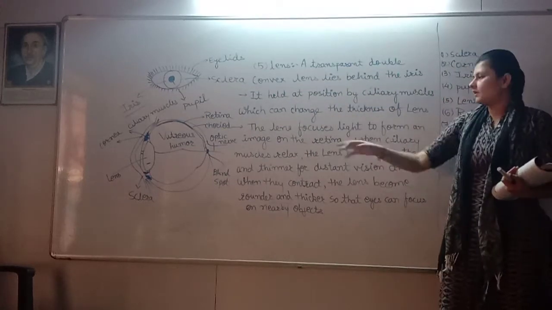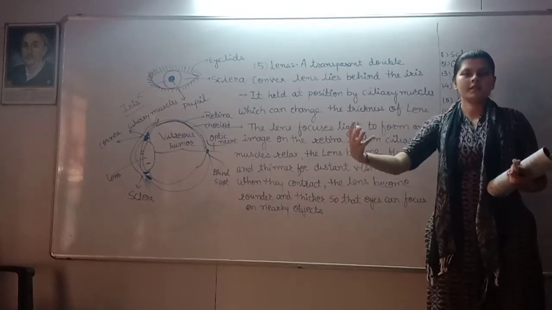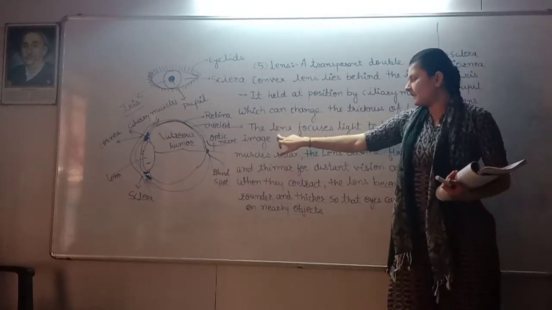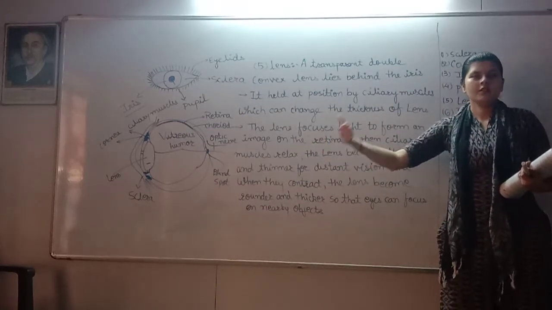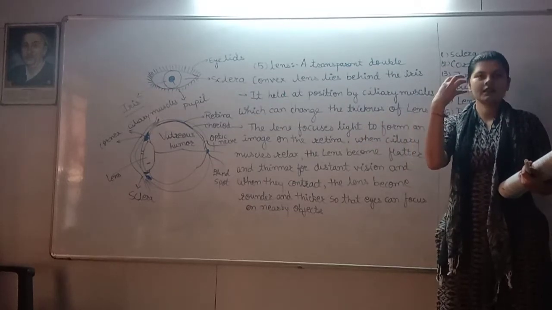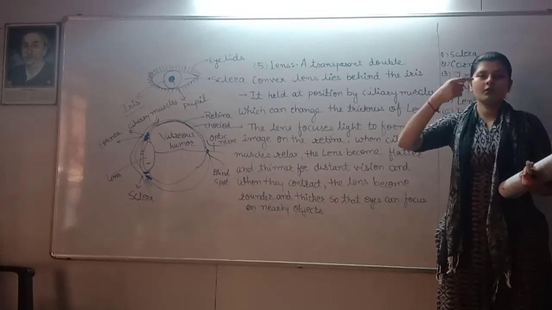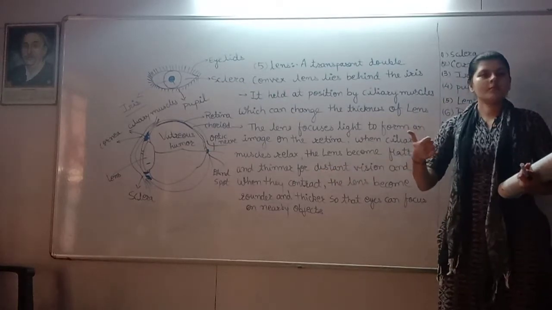What next? What happens when the light focuses, when you see the image? So the work of the lens is focusing the light to form an image on the retina, right? तो लेंस का वर्क क्या है? व्हाट इज द फंक्शन ऑफ लेंस? फोकसिंग द लाइट, ताकि आपको जो इमेज मिल रही है वो आपको कहाँ मिले? रेटिना में, राइट?